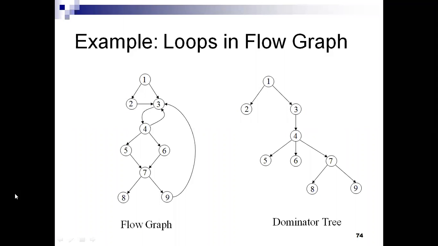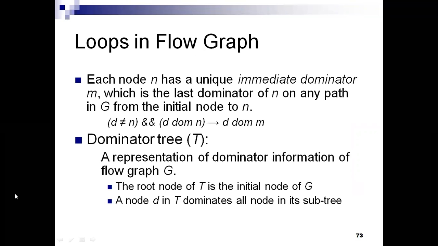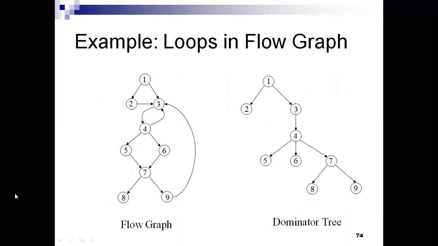And this is the way of seeing how D dominates N, because we know the representation, and we know when we can say that it is a dominator. If every path to node N from the initial node goes through D only, then we can say that it is D dom N, right? So this is the way of representing the dominators, and this is the definition of the dominators. These are all about the dominators.